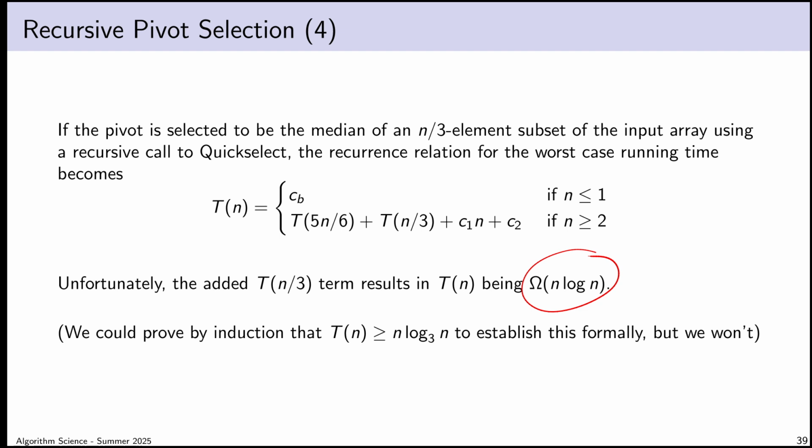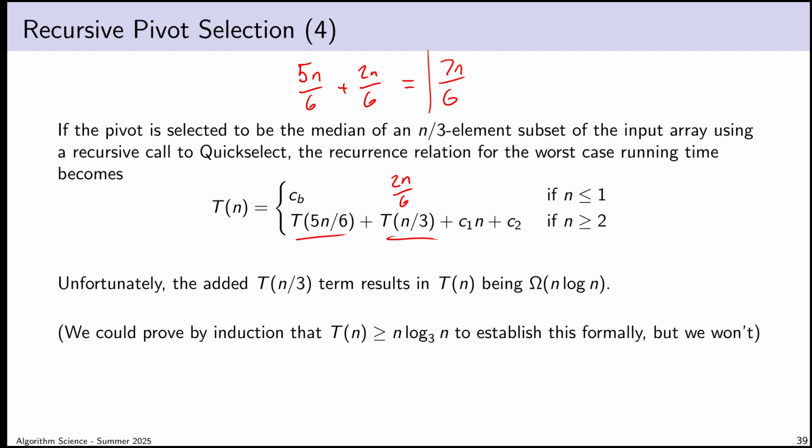I want to justify, intuitively, what the problem is. Okay, so notice that I'm making two recursive calls. Let's count how many total elements I'm recursing onto. The first recursive call recurses into 5n over 6 elements. The second one recurses into n over 3, but n over 3 is 2n over 6. And notice that if I add together those two recursive calls, I'm apparently recursing into 7n over 6 elements, and 7n over 6 is greater than n.